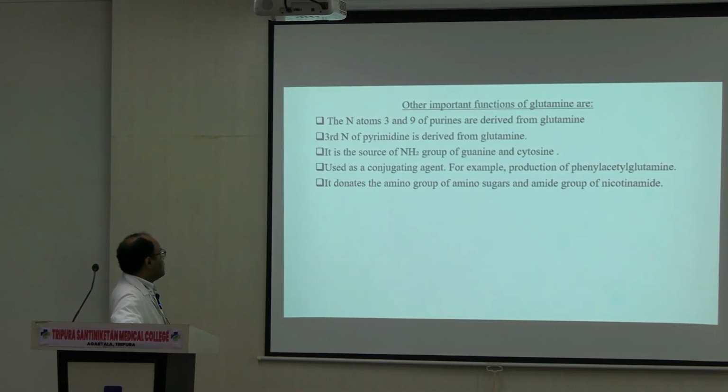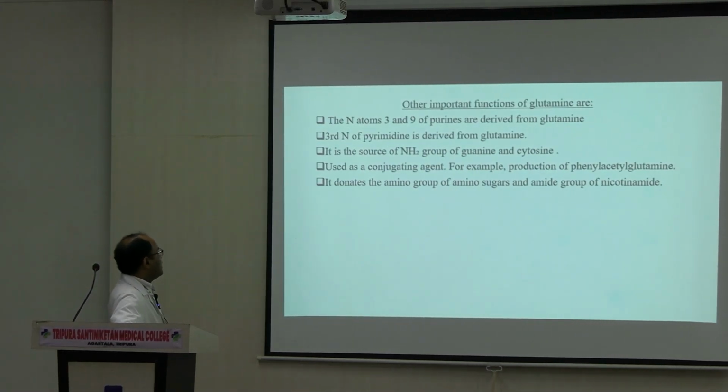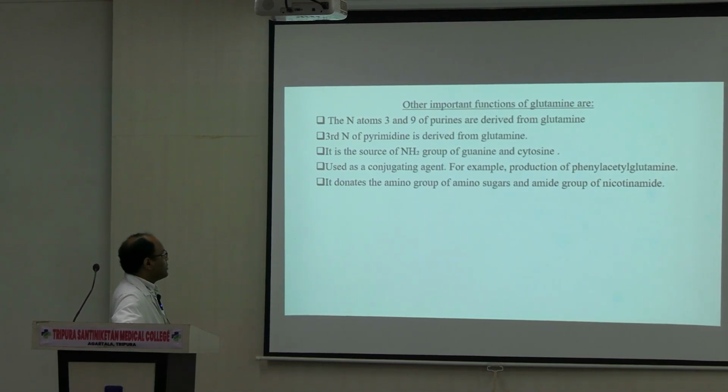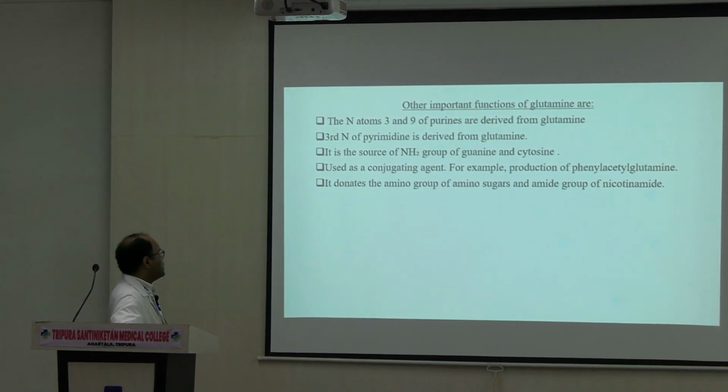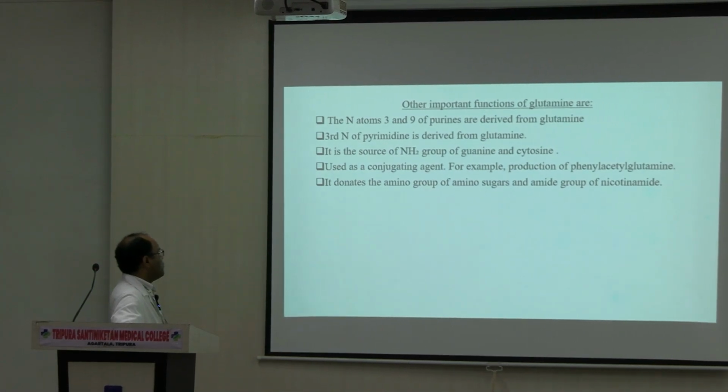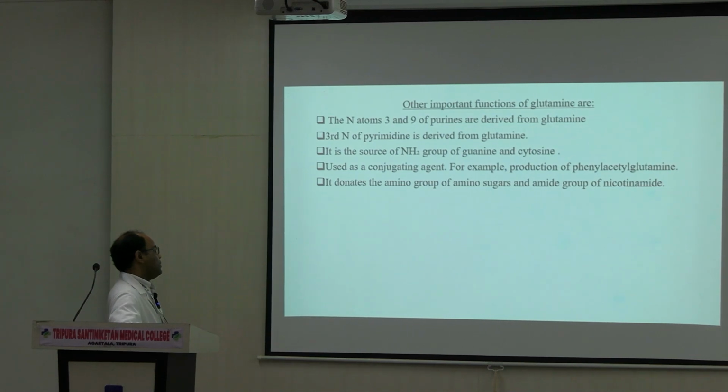Other important functions of glutamine: the N atoms 3 and 9 of purine are derived from glutamine. The third nitrogen of pyrimidine is derived from glutamine. It is the source of the amino group of guanine and cytosine. It is used as a conjugation agent, for example in the production of phenylacetyl glutamine. It donates the amino group of amino sugars and the amide group of nicotinamide.